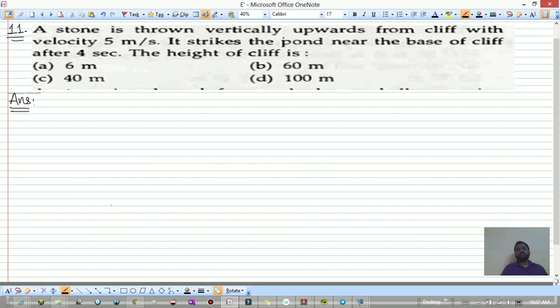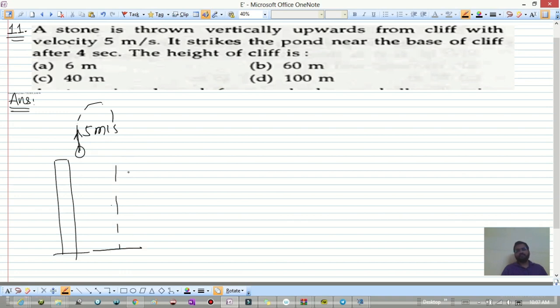Next, a stone is thrown vertically upward from a cliff with a velocity 5 meter per second. So it is thrown vertically upward with a velocity 5 meter per second. It strikes the pond near the base of the cliff after 4 seconds. After 4 seconds it will drop, or it will hit the ground. The height of the cliff is, so we want the displacement originally.